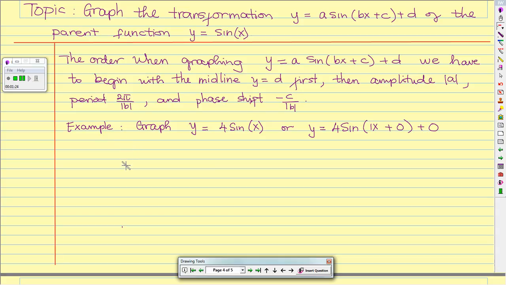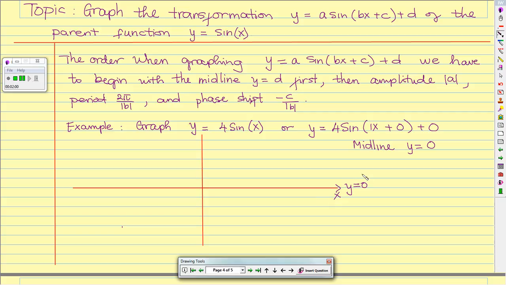So I start with my x-axis, and then my y-axis. I can make a note right here that my midline is y equals d, and my d is 0, so y equals 0. So the line y equals 0 will be my x-axis.